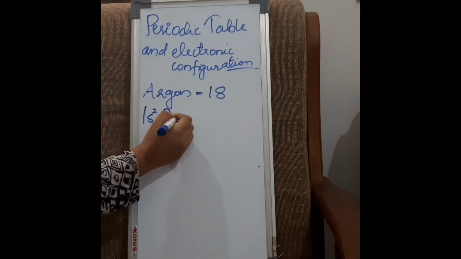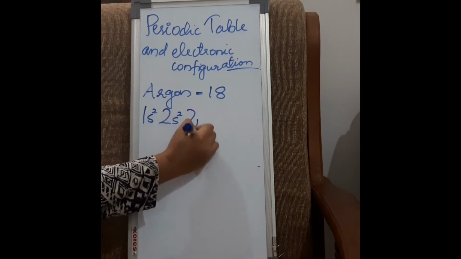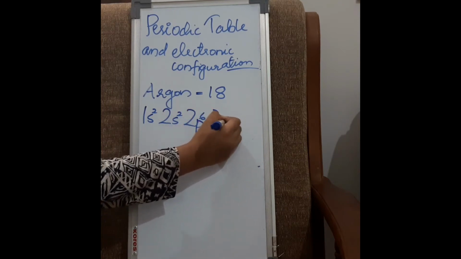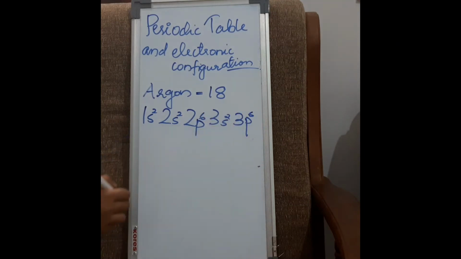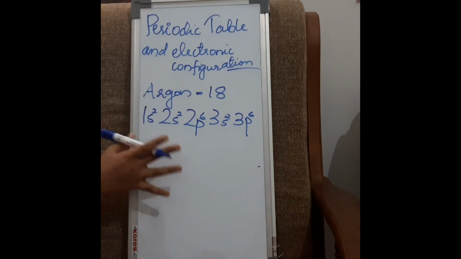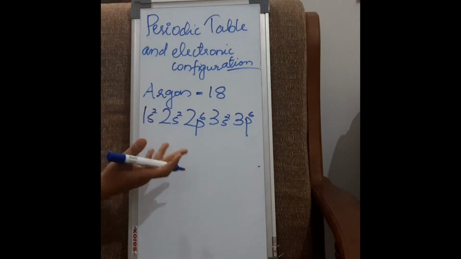1s2, 2s2, 2p6, 3s2 and 3p6. This is how we write the electronic configuration of argon. How to write the short form of these elements? For the short form, we have to learn 4 elements and the atomic numbers of these elements.